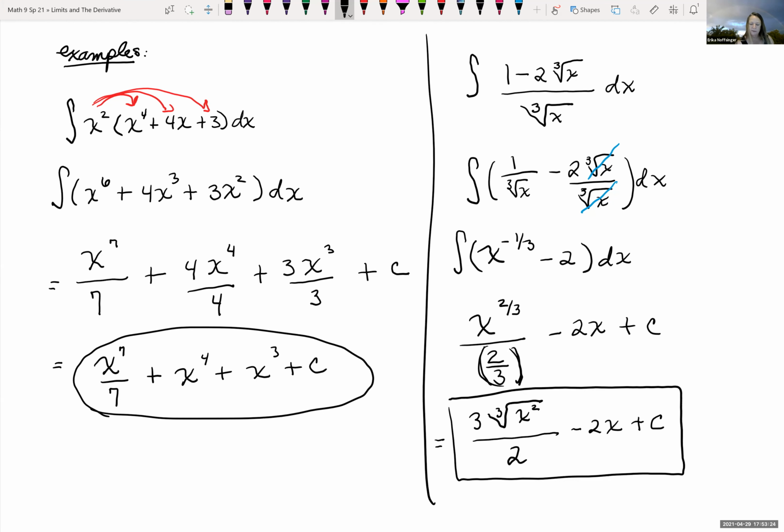Let's take a break and then we'll come back, do a couple more, and then I'll give you some tricks on what to do if we don't see how to manipulate it, which is using substitution.